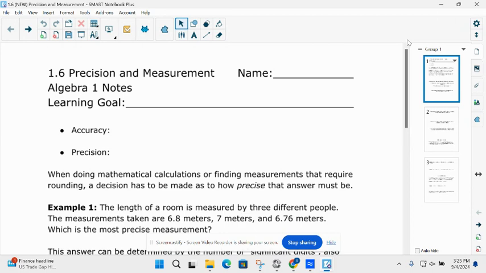Hello everyone, this is Mrs. Billig. Today we're going to learn about precision and measurement and how to calculate using significant digits.